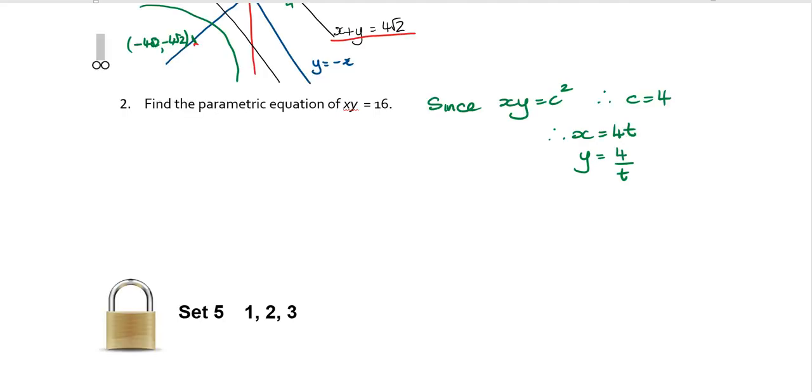And it's very easy to go from Cartesian to parametric form. Given that xy equals c squared, we can get c, so therefore x equals ct, y equals c on t. If we were given the equation in parametric form, we can of course also eliminate the parameter to get Cartesian form. So have a go at these in set 5.